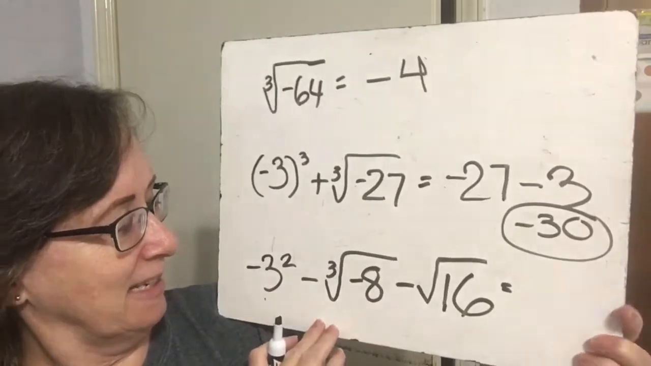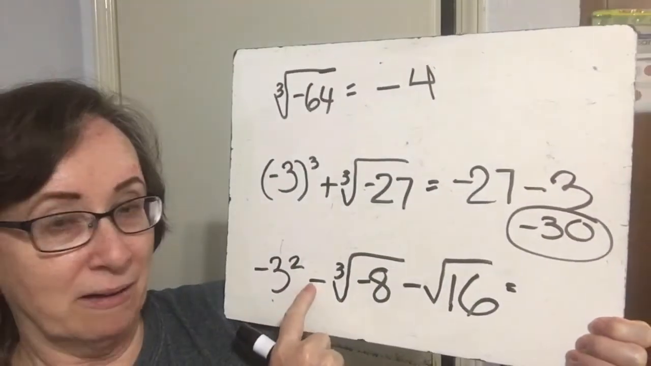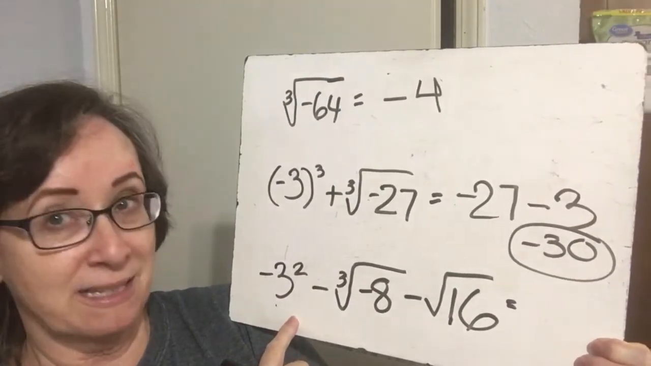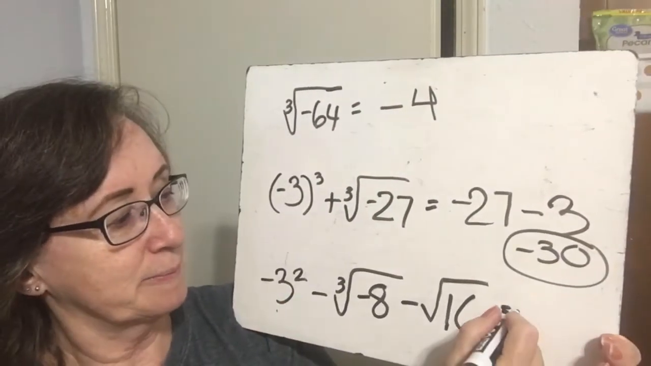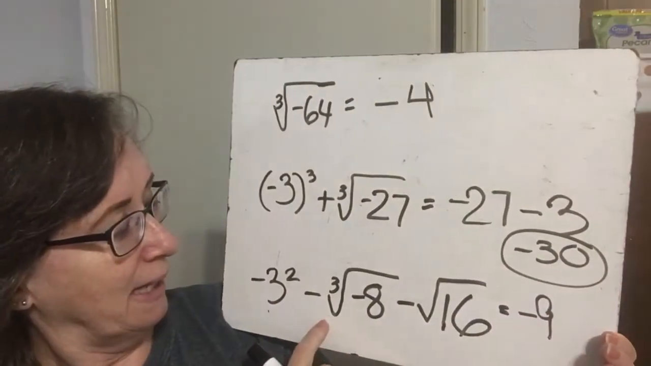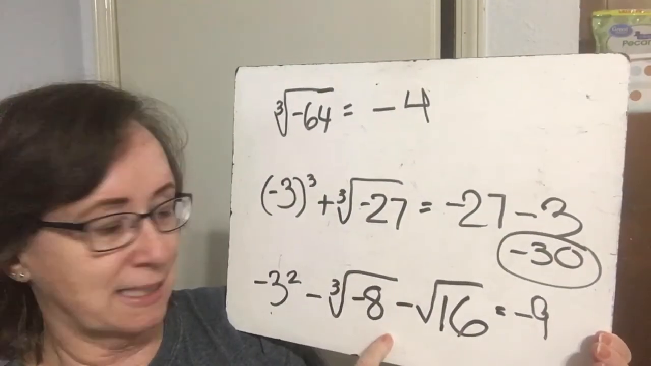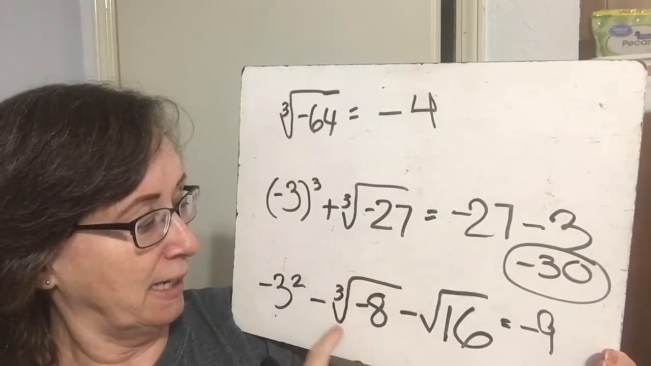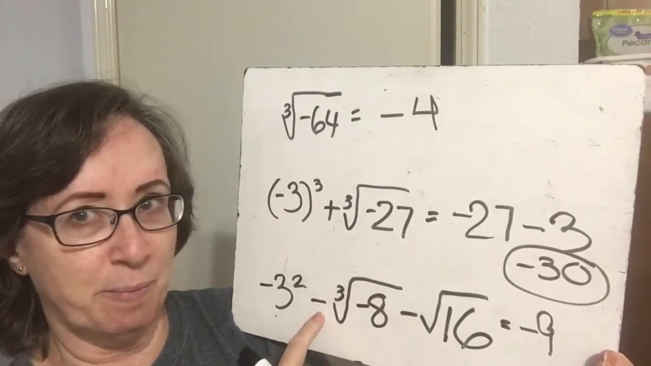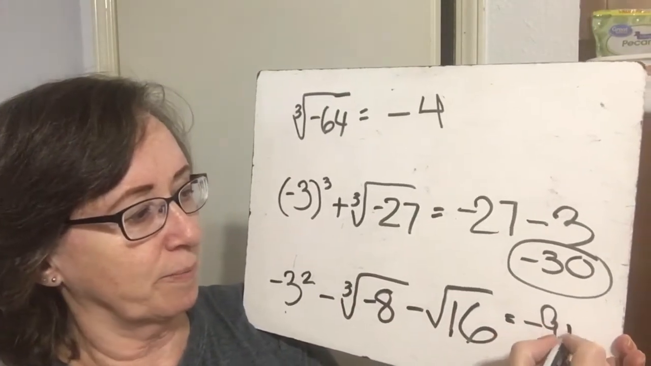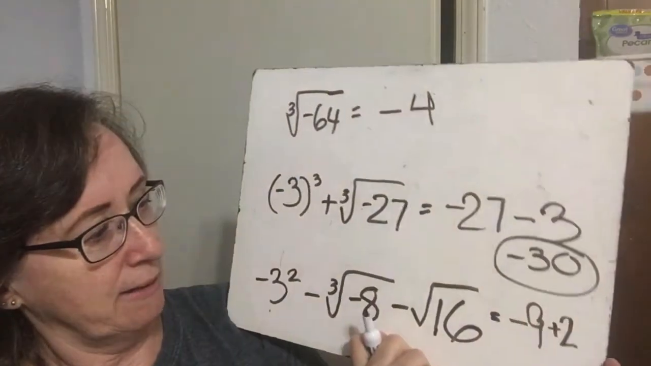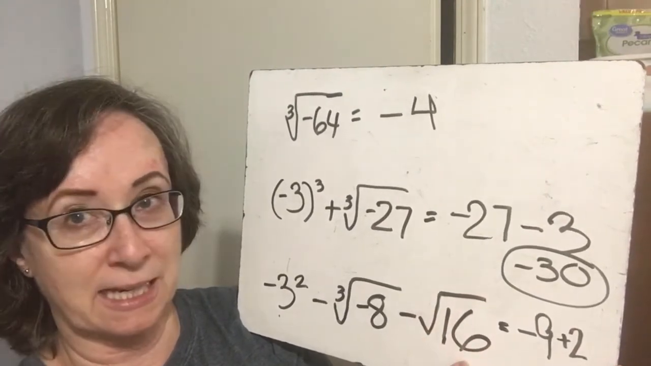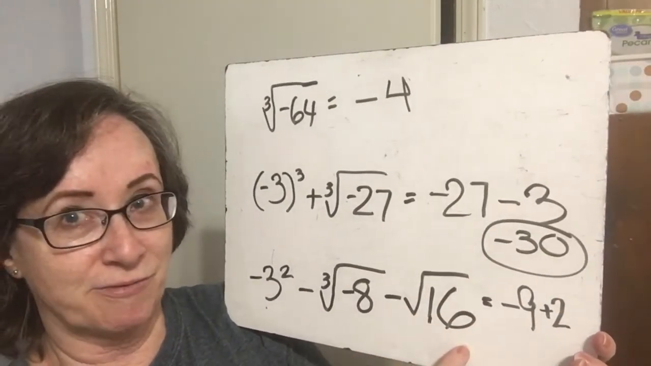Okay, and this one we have negative 3 squared, but the negative is not in parentheses, so it's the opposite of 3 squared. 3 squared is 9, so it's going to be a negative 9. And then the cubic root of a negative 8, since it's an odd root, it has to be a negative 2. But then we have the opposite of a negative 2, which is a positive 2. And then down here we've got negative the square root of 16, but the square root of 16 is 4. The opposite of 4 is negative 4.